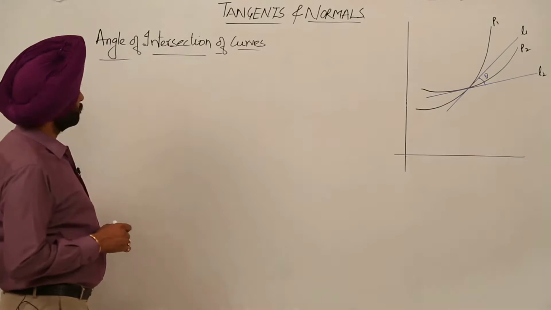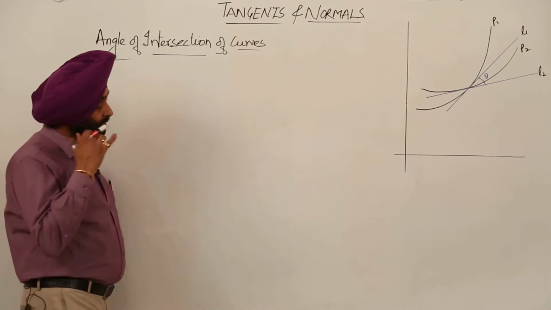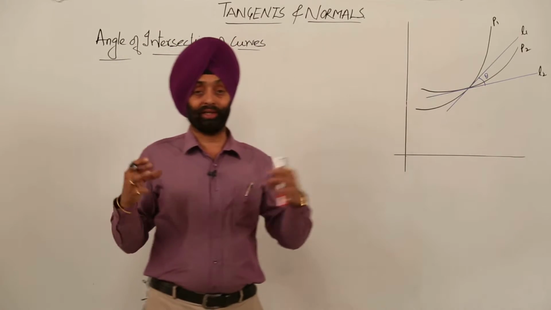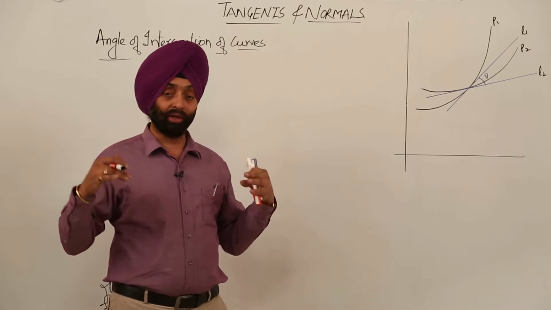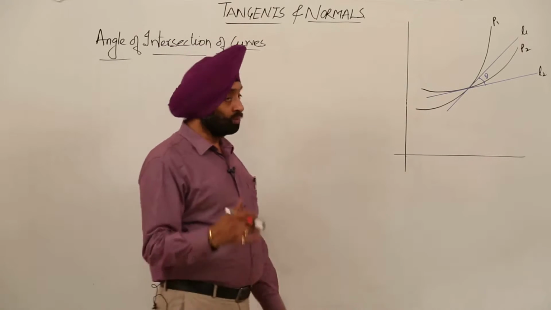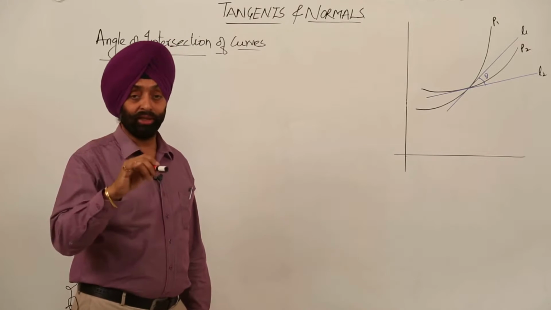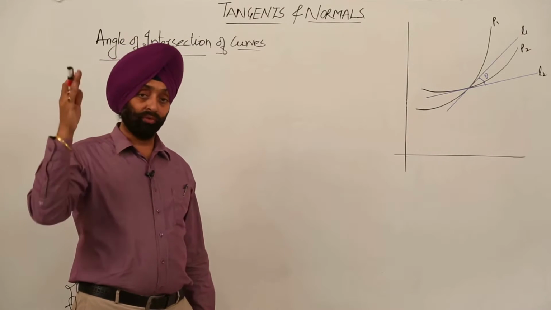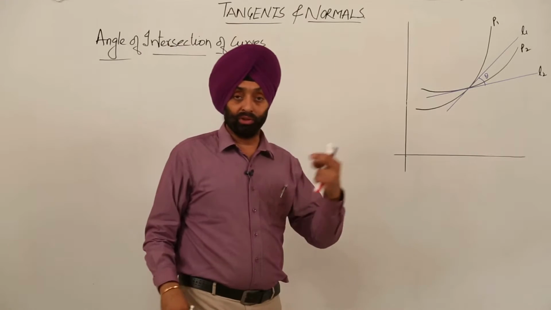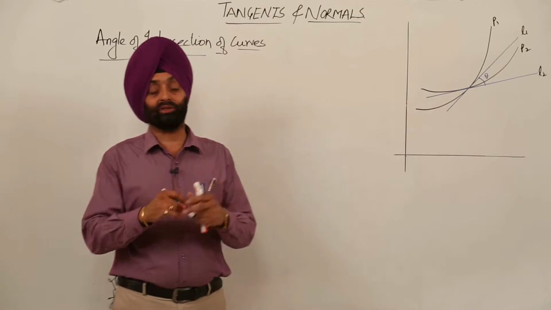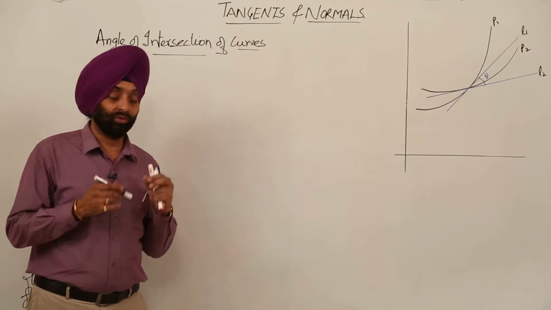We are having angle of intersection of curves. Now an interesting topic is how we can say that two curves are intersecting, where they are intersecting and what angle is formed. So first of all, for finding the angle, we have to make a tangent at that intersecting point for the first curve, then a tangent for the second curve, and then we have to check what the angle is, and that angle is called the angle of intersection of the curves.